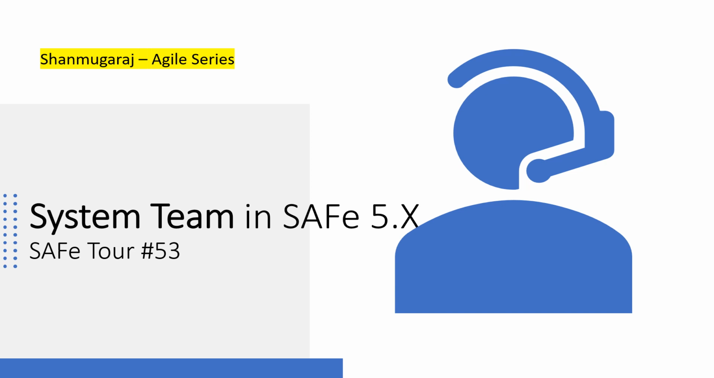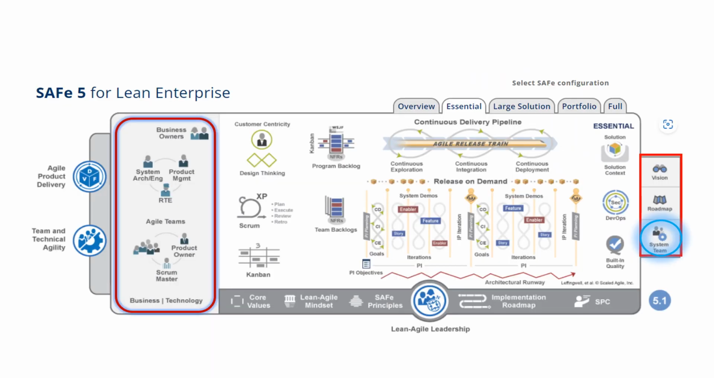Today's topic is System Team in SAFe 5. If you are following my channel and traveling with me for the SAFe series or Agile series, you would know that I started discussing various elements of different configurations of SAFe 5. I've started with the essential configuration. A few of the elements I already discussed, you can refer to my previous videos. The box on the left side, in the red or purple color, that topic has already been discussed.